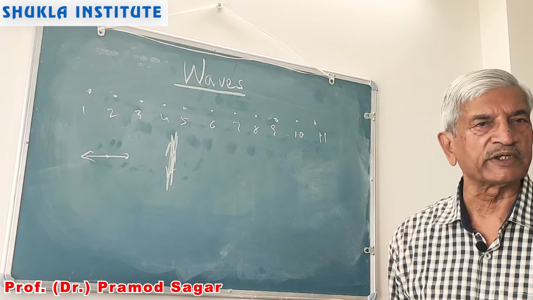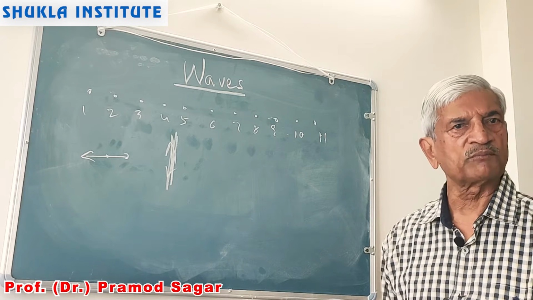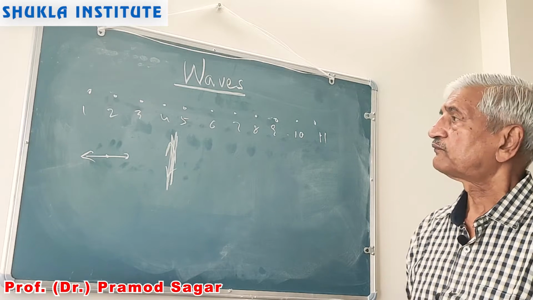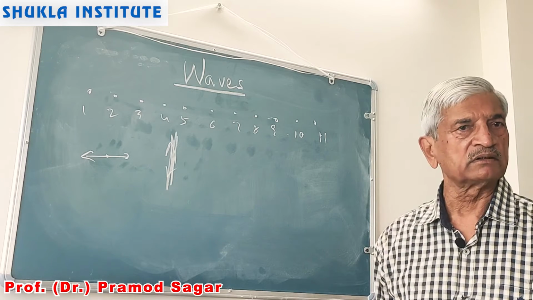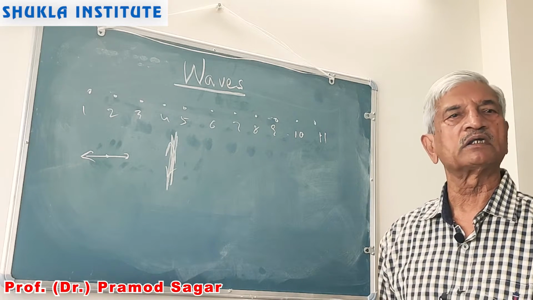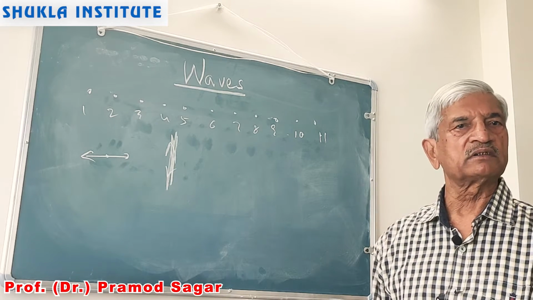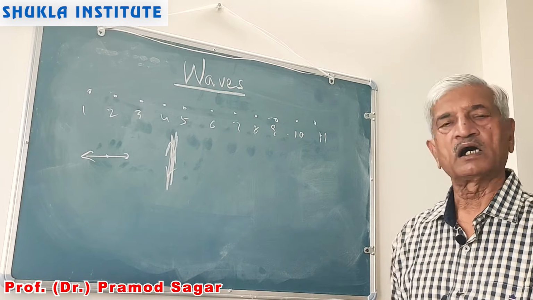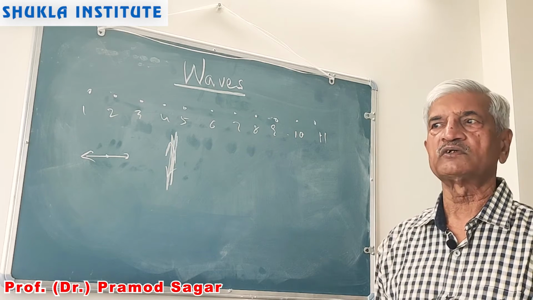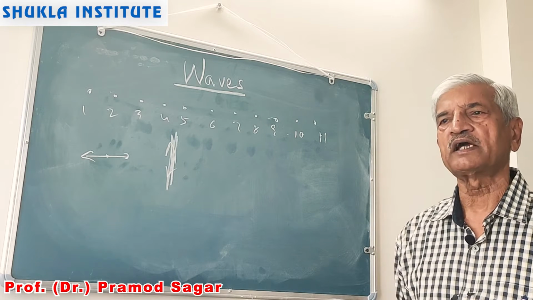as this particle starts executing SHM or starts even moving, the second particle gets induction from the motion of the first particle and also will start moving. From the motion of the second particle, the third particle will also have the induction process and will also start moving. Likewise, I would say that the vibrations from particle 1 are passed on to 2, to 3, to 4 and so on.